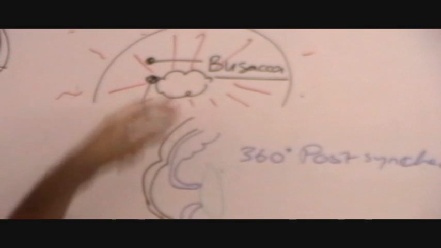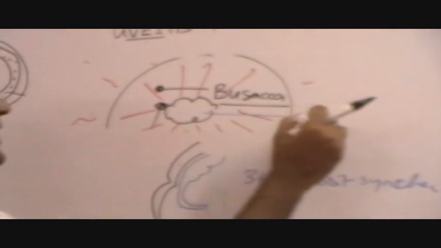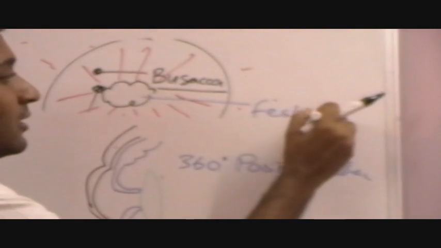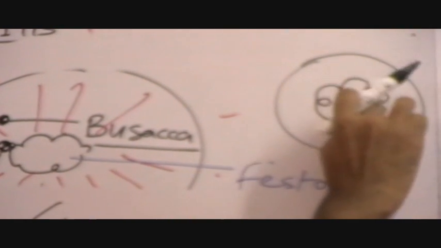So what happens here is, when I give a mydriatic, there is going to be an irregular shaped pupil, what you call as the festooned pupil. This is the pupil. This irregular shape, festooning of pupil occurs. That is called as the festooned pupil.